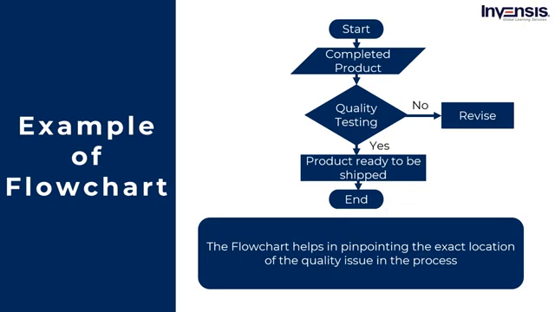This was just a simple example to explain the working of a flowchart. Now, the flowchart aids in pinpointing the exact location of the quality issue in the process. Now, this chart is a problem-solving tool that can be applied methodically to detect and analyze the areas or points of a process that may have had potential problems by documenting and explaining an operation.